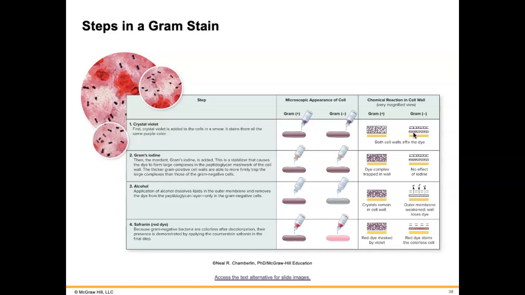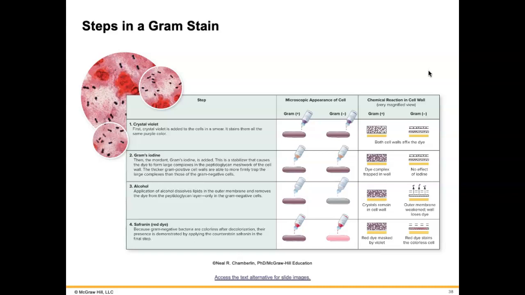So, and this shows kind of what's happening in the cell wall. In the gram-positives, that big, thick peptidoglycan layer gets stained. And in the gram-negative, the thin layer of peptidoglycan gets stained, okay, as well as that outer membrane.